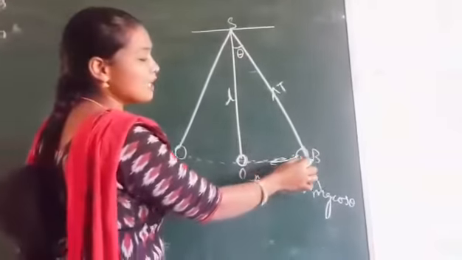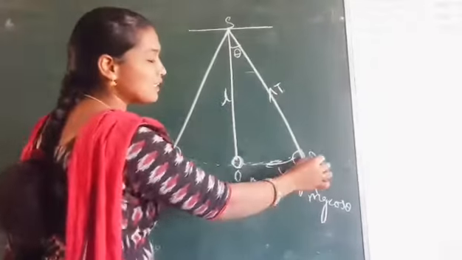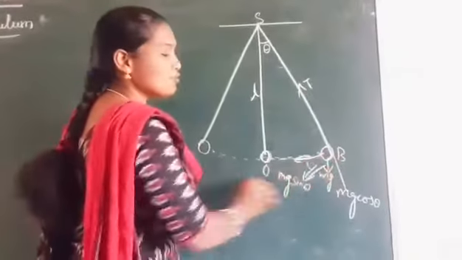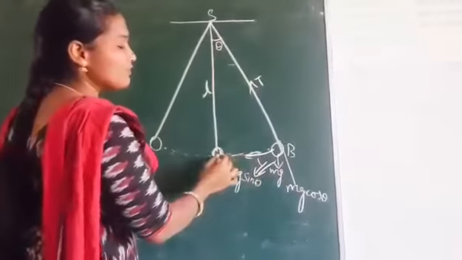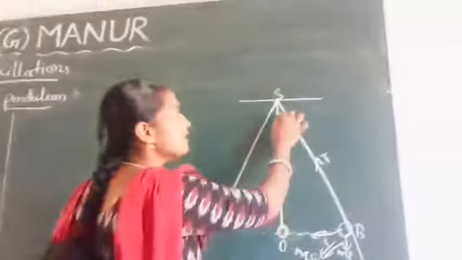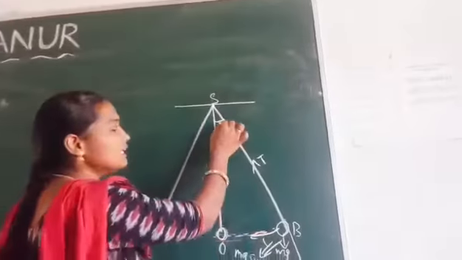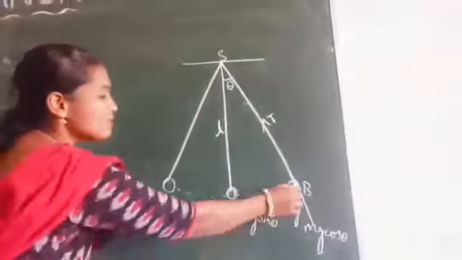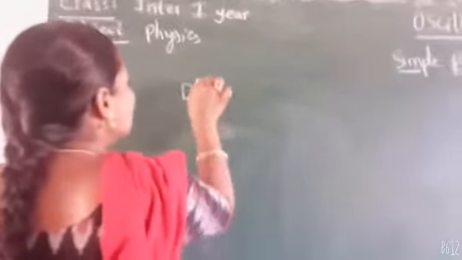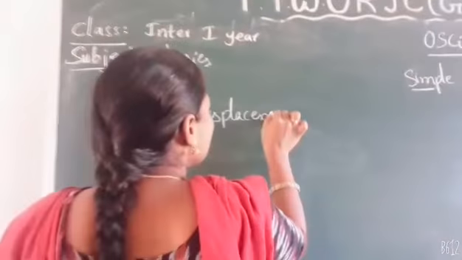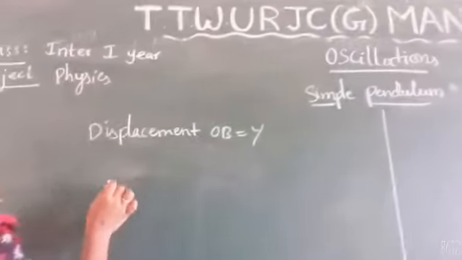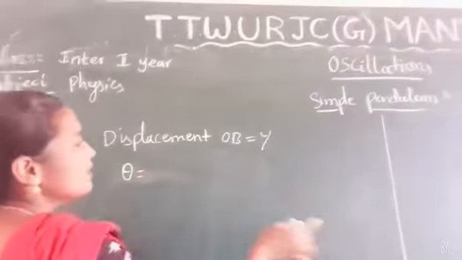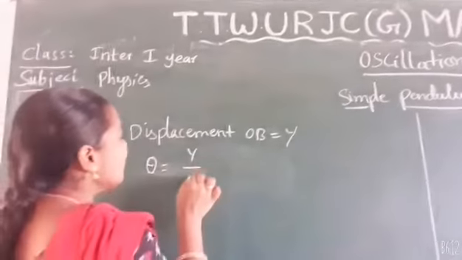When we give a small amplitude, moving the bob and releasing it, what happens? It moves in a to-and-fro motion; it takes the form of oscillations. The bob moves some distance, making an angle theta. The displacement OB is equal to y, and the angle theta is equal to opposite by adjacent, that is y by L.